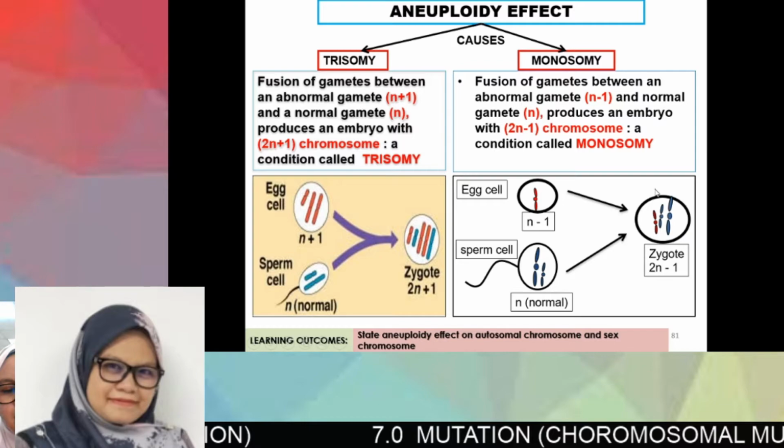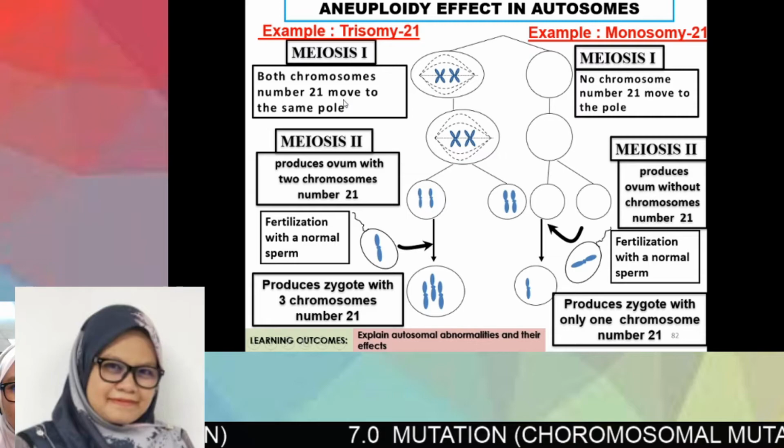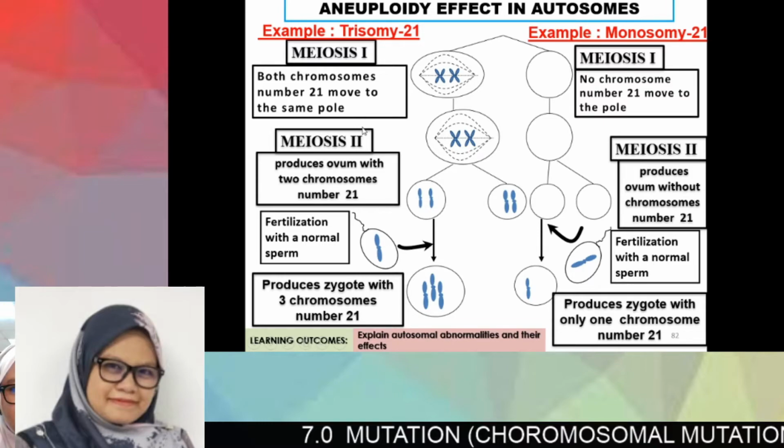So here apa yang berlaku in autosom? Both chromosome number 21 move to the same pole. Produce ovum with 2 chromosome number 21. Fertilize with normal sperm. Produce zygote with 3 chromosome at number 21. Okay. So, maksudnya dekat sini this menunjukkan kromosom pasangan ke-21.